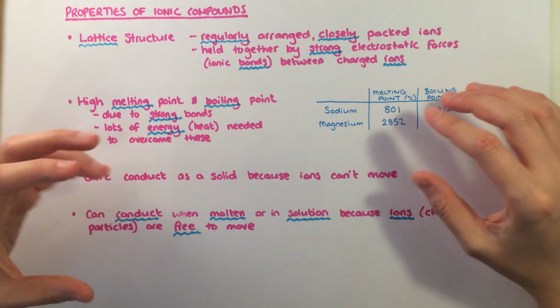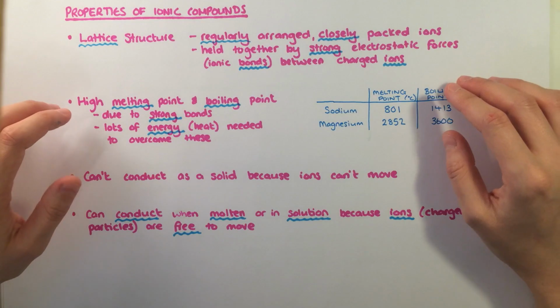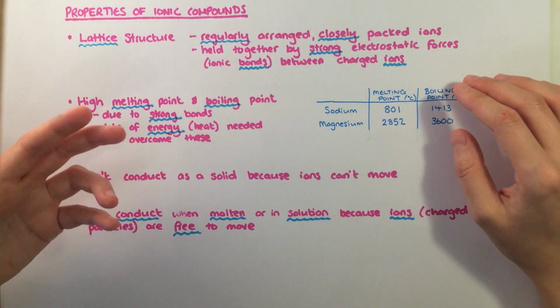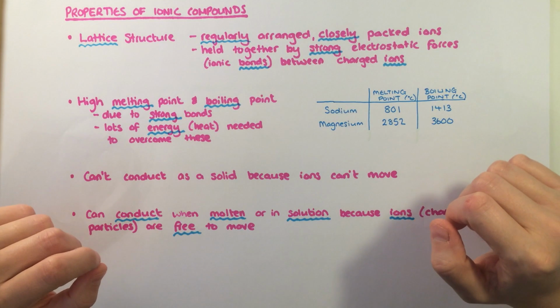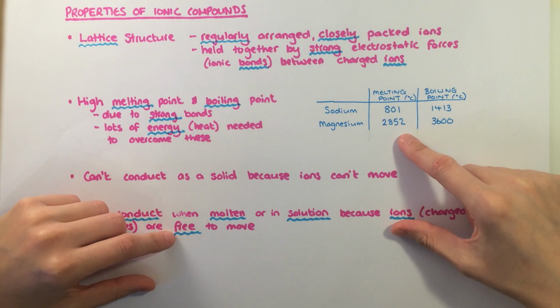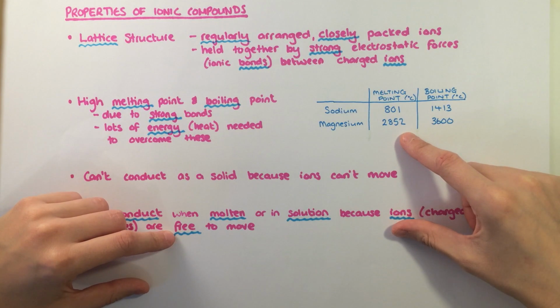Because of these strong bonds, ionic compounds have a high melting point and boiling point, because lots of energy and therefore high temperatures are needed to allow the atoms to move apart. You can see the melting points are in the hundreds and thousands of degrees Celsius.